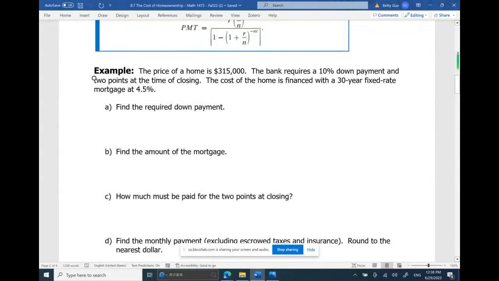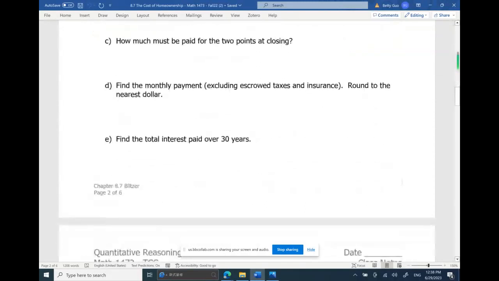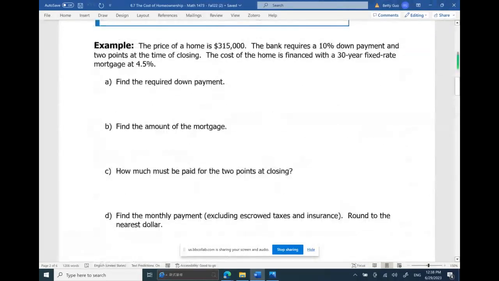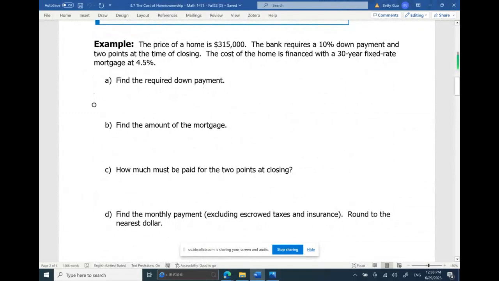The price of a home is $315,000. The bank requires a 10% down payment and 2 points at the time of closing. Those are the important information. The cost of the home is financed with a 30-year fixed rate mortgage at 4.5%. We have the following 5 parts to answer. Part A, find the required down payment. Let's see how we do that.